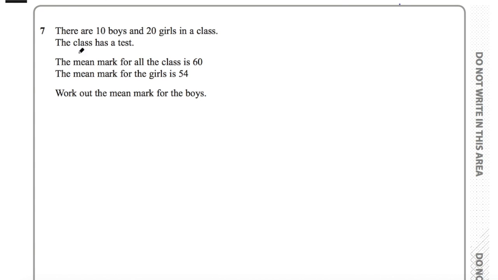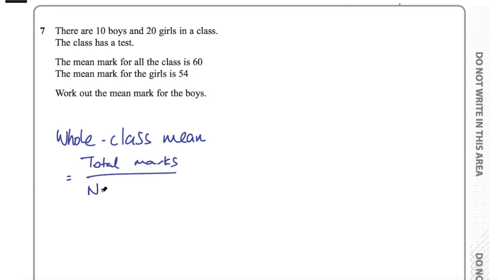So we are given the mean mark for the total of the class. Now the mean mark for the whole class, well, that would be the total marks divided by the number of students there are. So that would be the total marks. Let's write that down. Divided by a number of students.